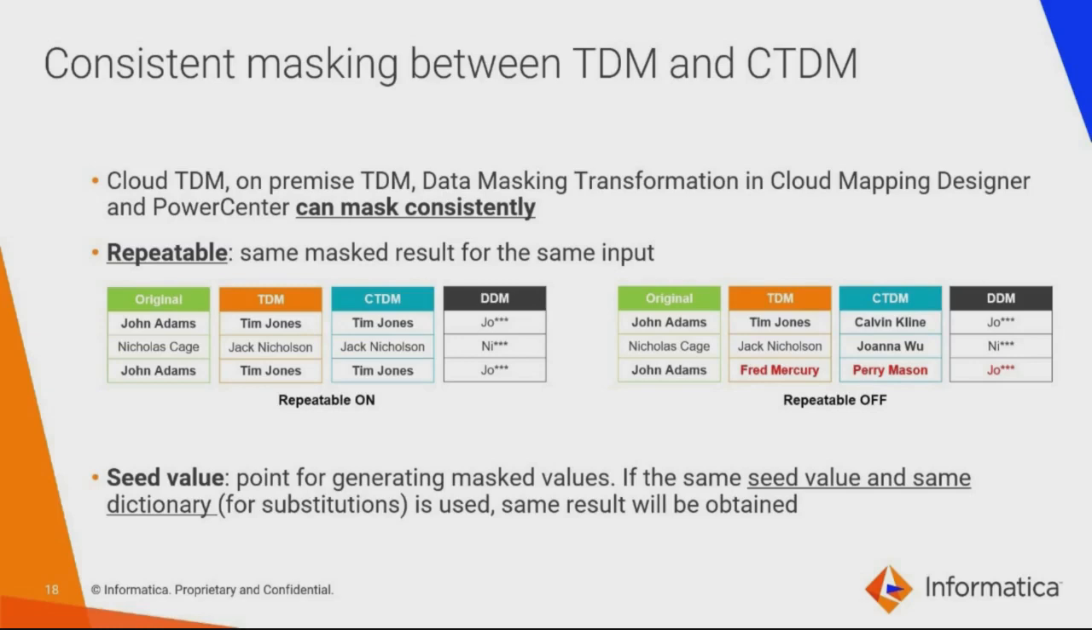The repeatable option should be set to on, and the seed value should be the same across the different toolsets, right? Seed point is nothing but the point where you start generating the masked values. So if you have the same dictionary file and the same substitution masking rule, with the repeatable option set, you are guaranteed that the name attribute on which you want to apply the data masking rule, irrespective of the tool that is used, will end up with the same masked output.